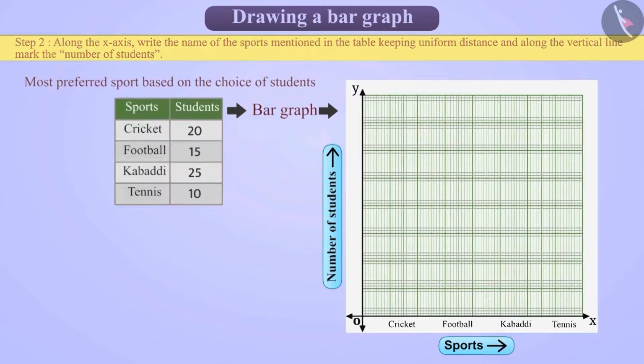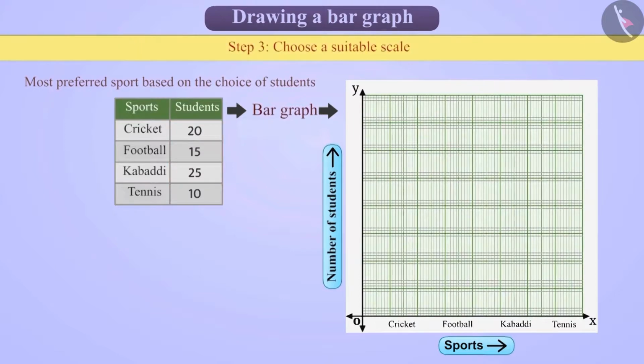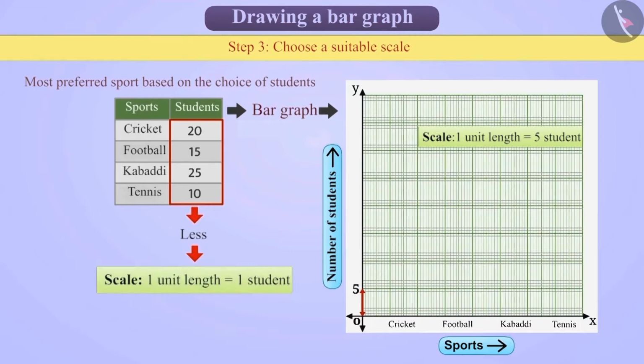Step 3. Next, we will choose suitable scale along the vertical line. Here, 1 unit length represents 5 students. Therefore, we will choose the scale as 1 unit length is equal to 5 students. You can choose a suitable scale based on the number such that if the number of students is very less, then you can take 1 unit length is equal to 1 student.